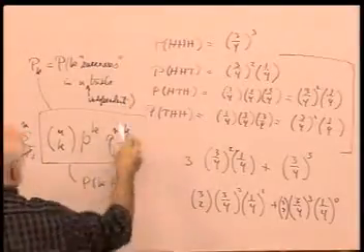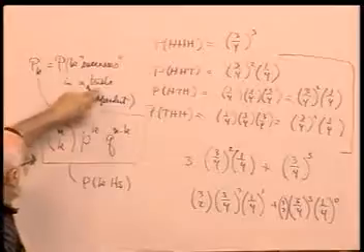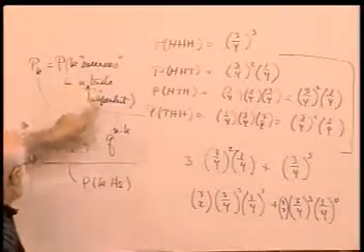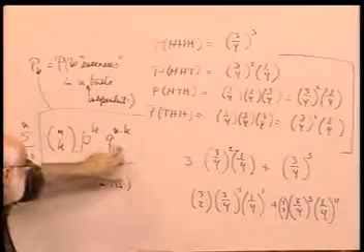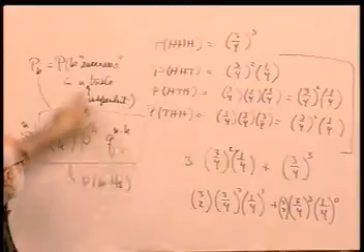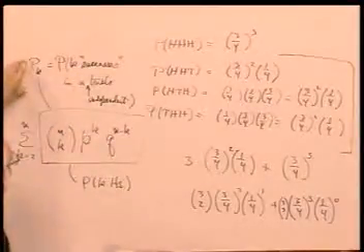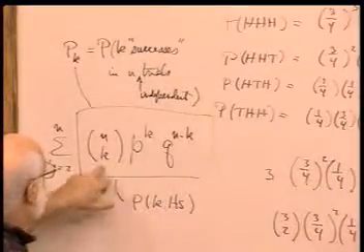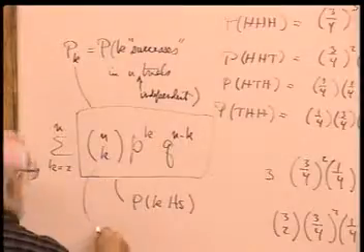So I have a sequence of n trials, and the probability of success on any trial is little p, and the probability of a failure on any trial, a tail, is little q, and I want to find the probability that in that string of n trials, exactly k of them are successes. Then this is a general model, and the set of probabilities that are of this form are called binomial probabilities.